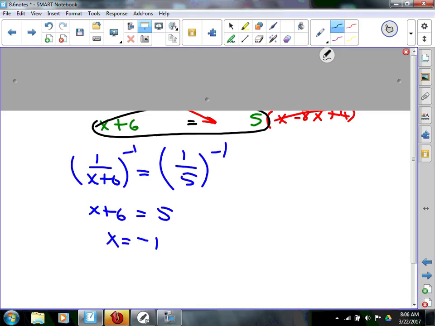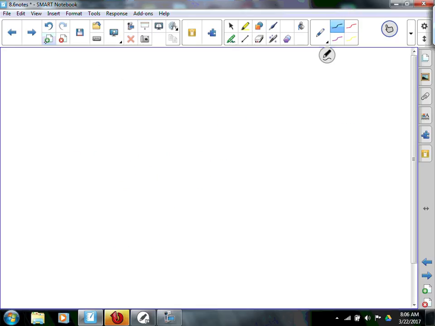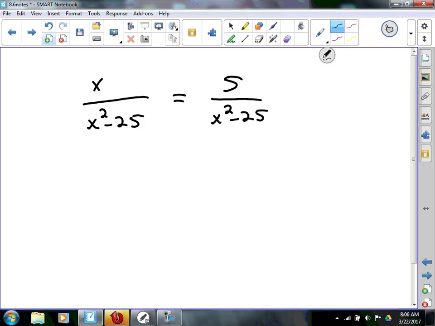There are a couple of exceptions to that. What if we had something like this? x minus 5 divided by x squared minus 25 is equal to, well, I messed that up. That's my bad. Let's make it x over x squared minus 25 equals 5 divided by x squared minus 25. Let's make it like that.